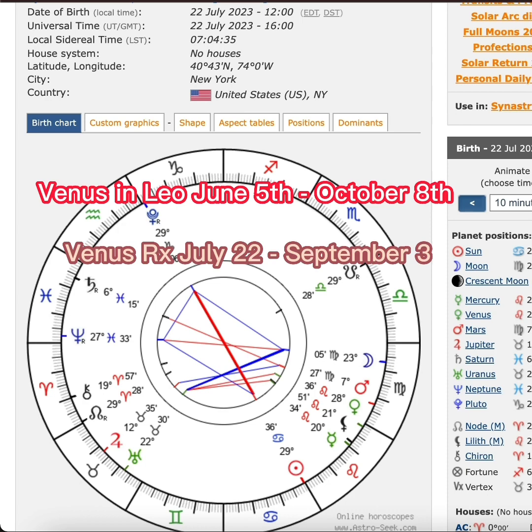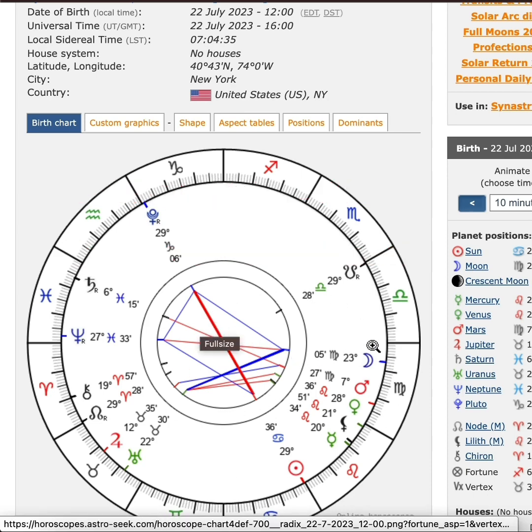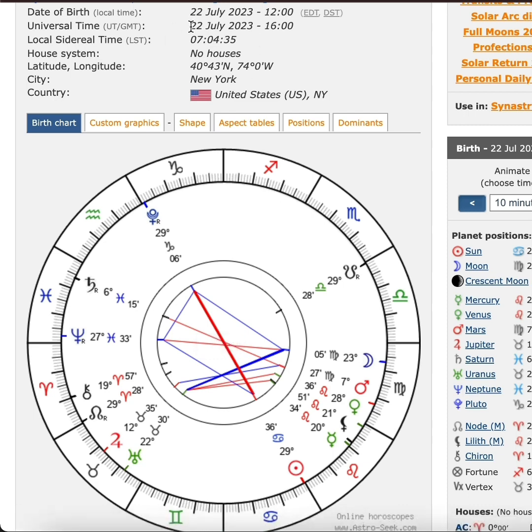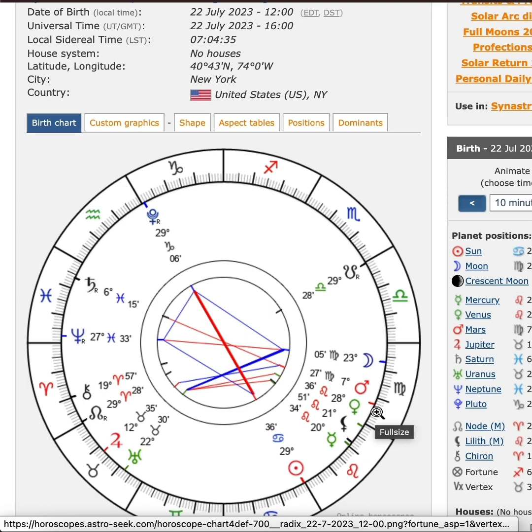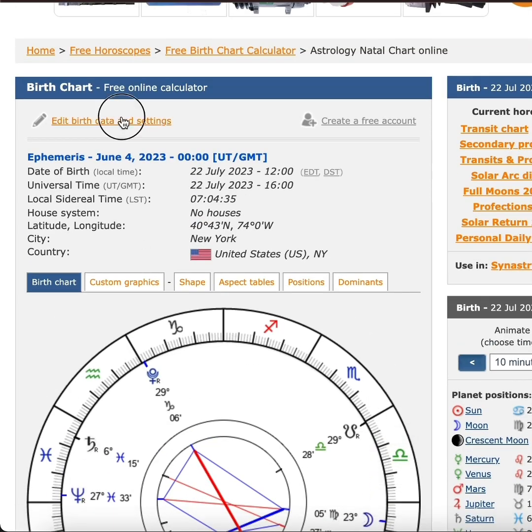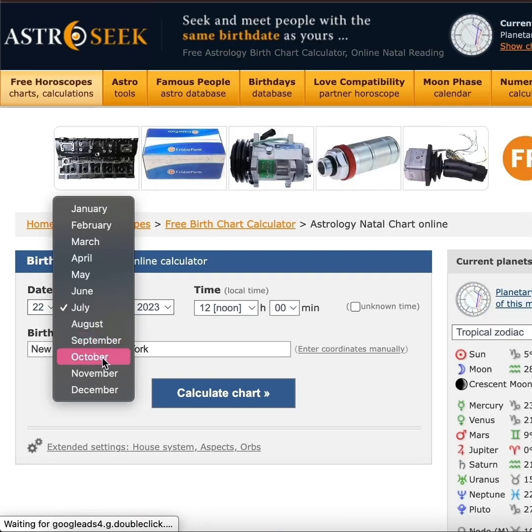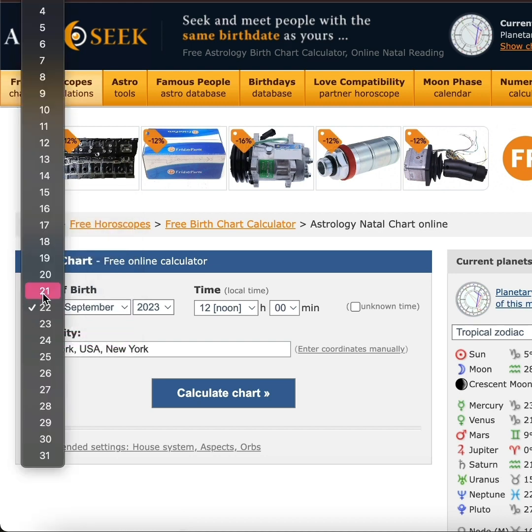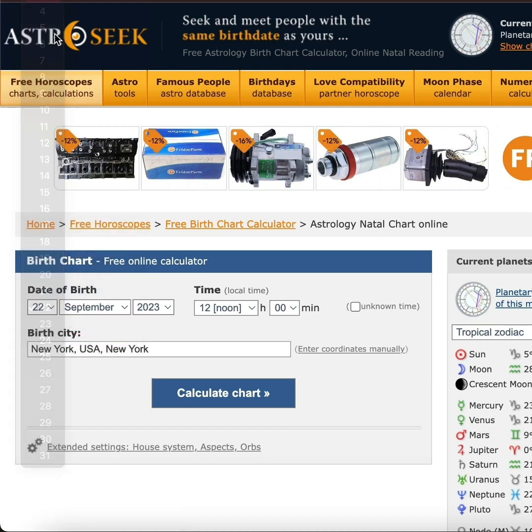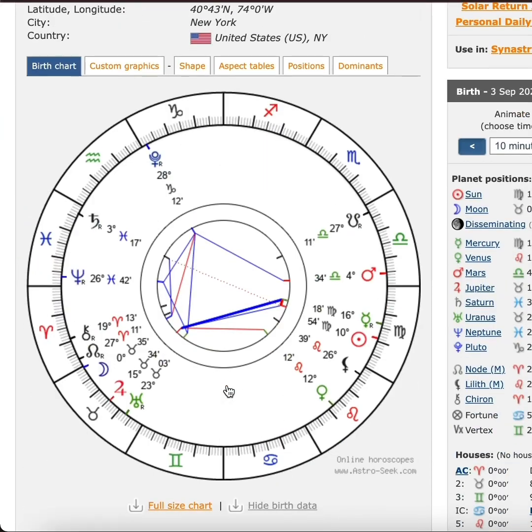Venus will also go retrograde July 22nd, okay, and it will stay retrograde till September 3rd of 2023. It will go retrograde at 28 degrees Leo. And let's see when it enters back in September. I believe it will be, let's see, since I have you here, Venus will be all the way at 12 degrees Leo. It's important. So write down these degrees so you can also look for this in your natal chart.